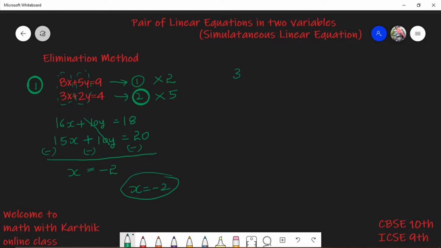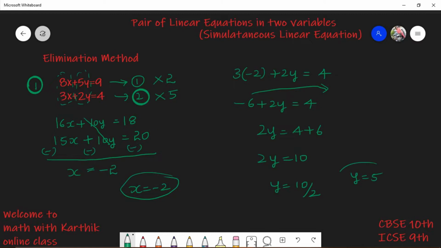Now substitute this value of x in either equation 1 or equation 2. So I'll substitute in the equation 2. So that is 3 times minus 2 plus 2y will be equal to 4. Now minus 6 plus 2y is equal to 4. Minus 6 transfer to the other side. 2y is equal to 4 plus 6. 2y will be equal to 10. So y will be equal to 10 divided by 2. y will be equal to 5.